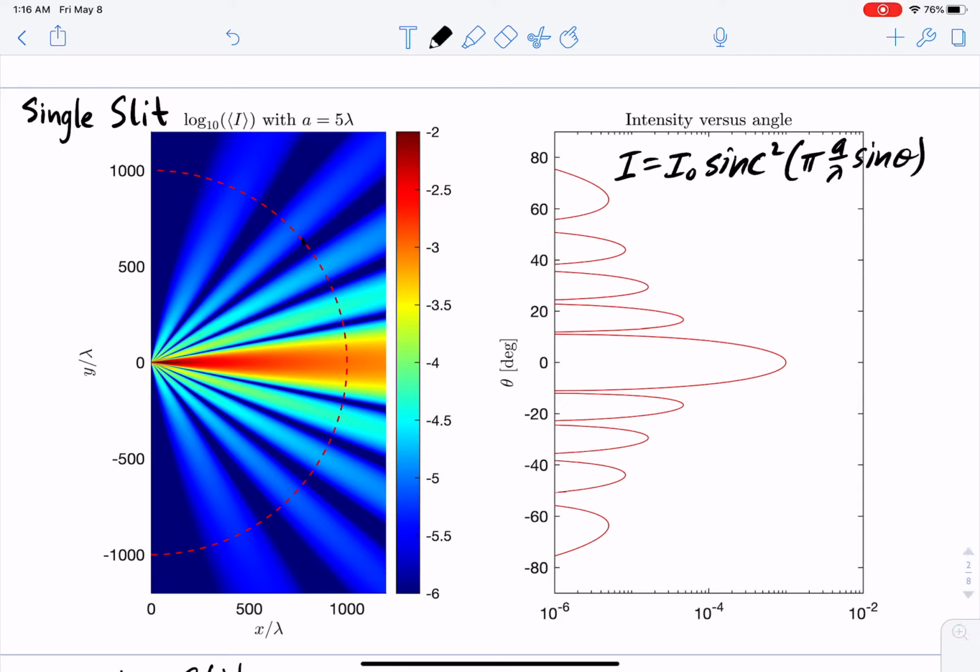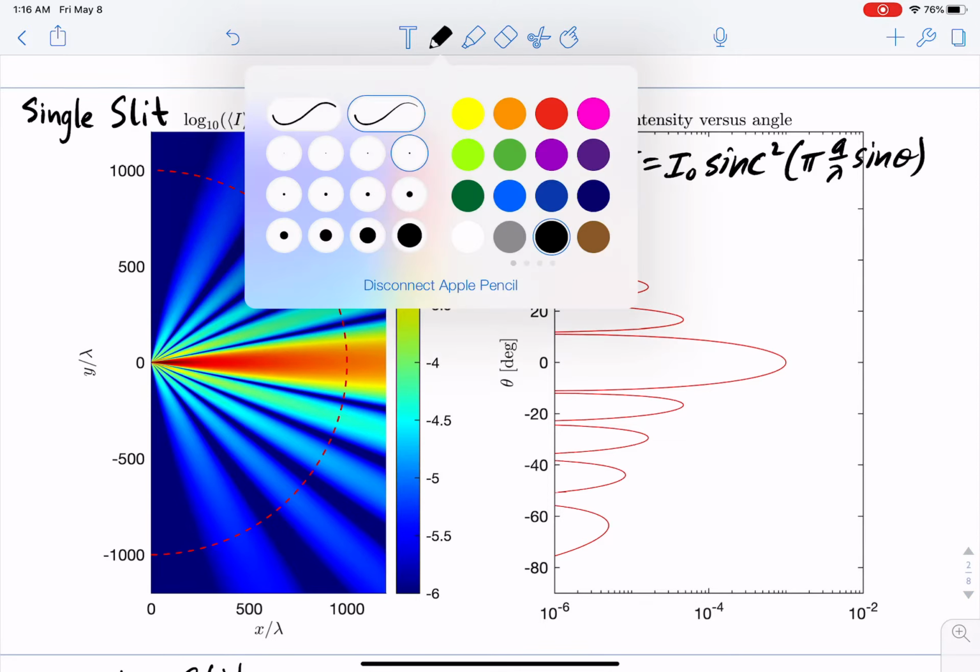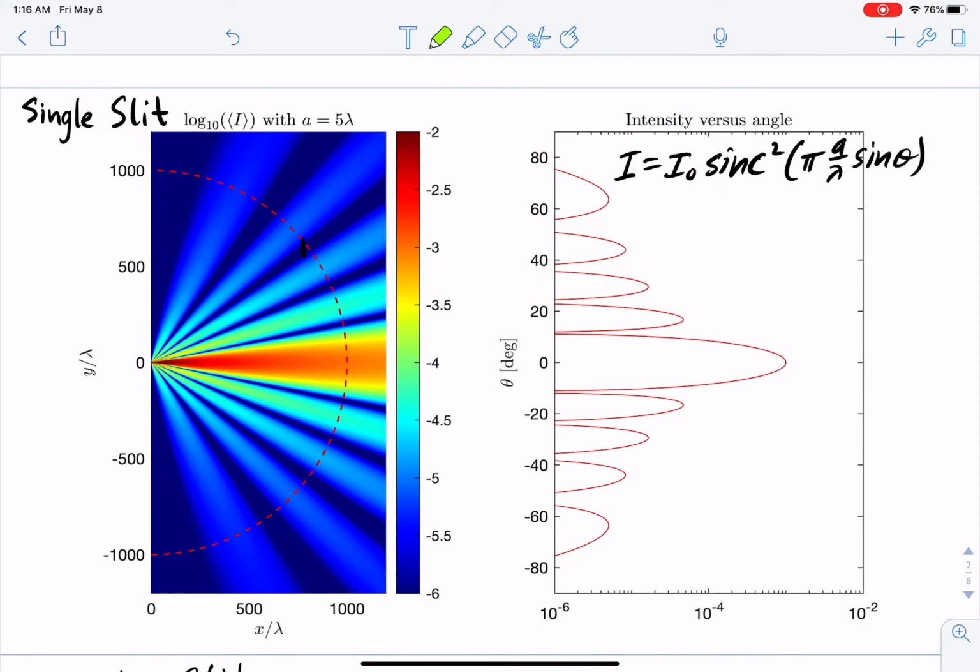Okay, so if we measure color, out here someplace, this is the angle theta, the angle from the center. We find that if you go along a given radius, you get a pattern sort of like this guy here. So that's how the intensity varies as you go around that circle.